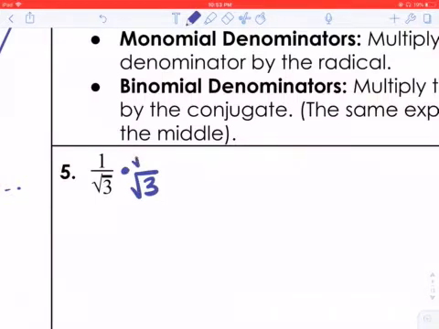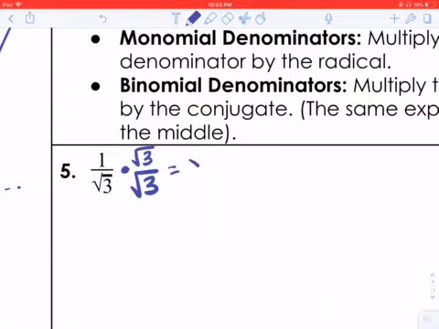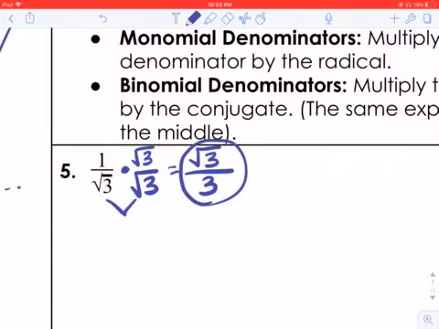What we do to the bottom, we also have to do to the top. So we multiply across the top. 1 times the square root of 3 is just the square root of 3. And the square root of 3 times the square root of 3 is the number 3. It's much easier to divide by 3 than by square root of 3. So this is our rationalized denominator.